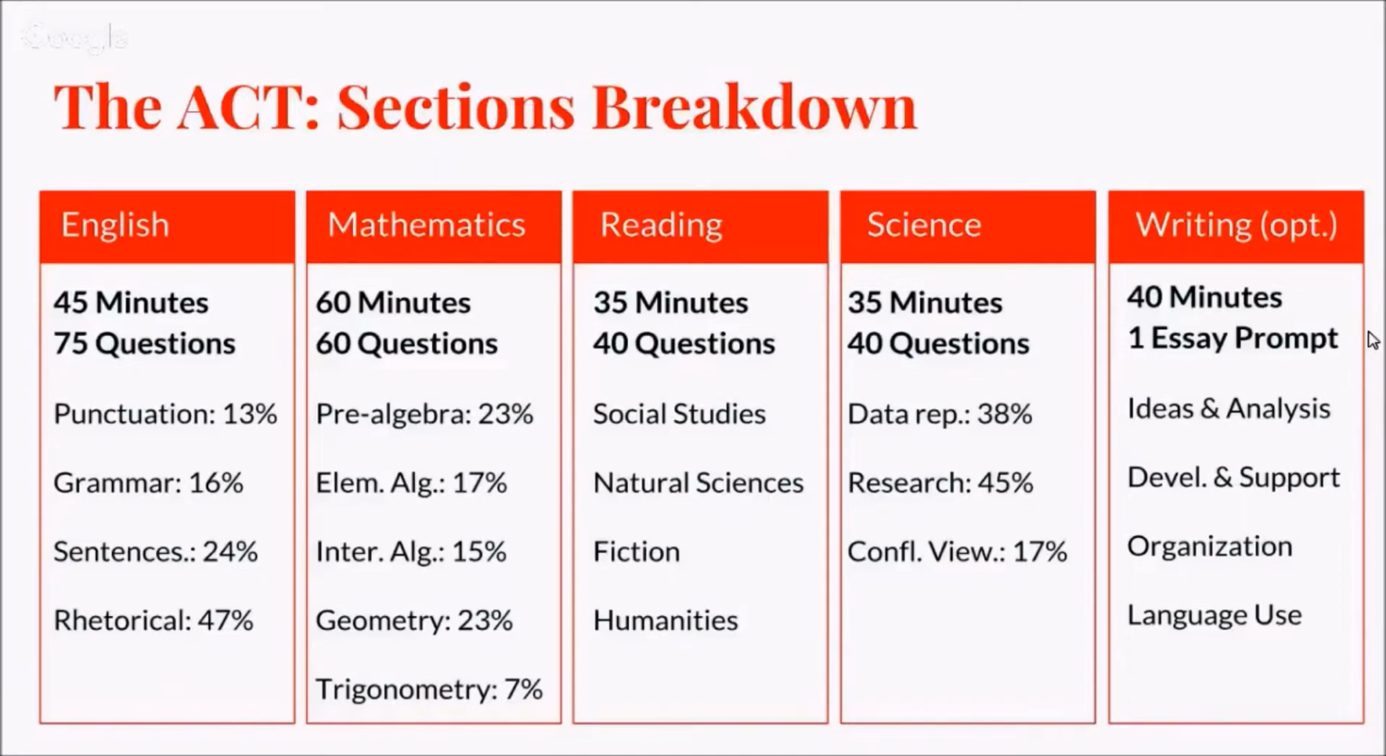And their breakdowns are a little bit different, as you can tell. We have 45 minutes, 75 questions you answer in 45 minutes for English, 60 out of 60 for mathematics. That's 1 question per minute for mathematics. Reading and science are exactly the same, 40 questions in 35 minutes.